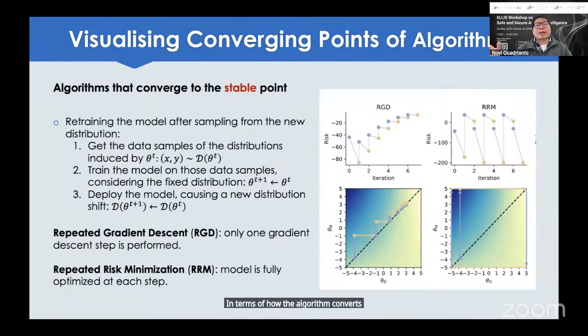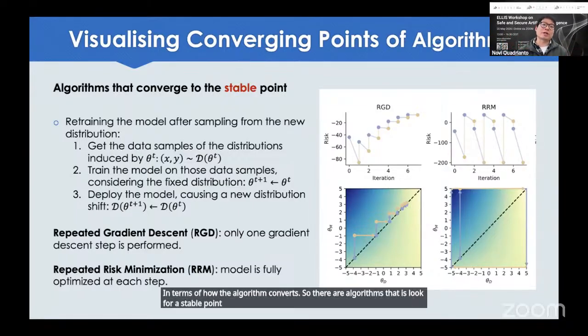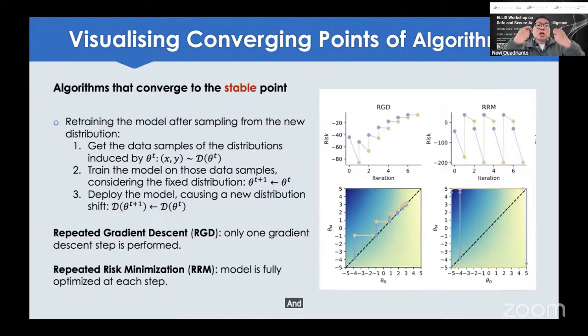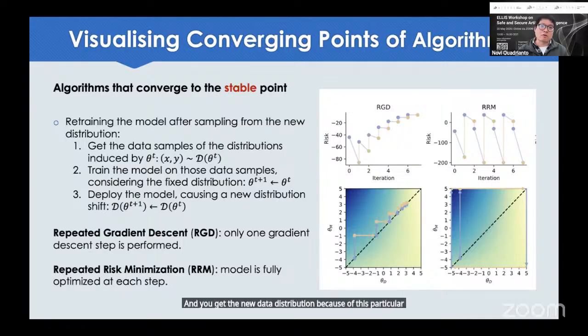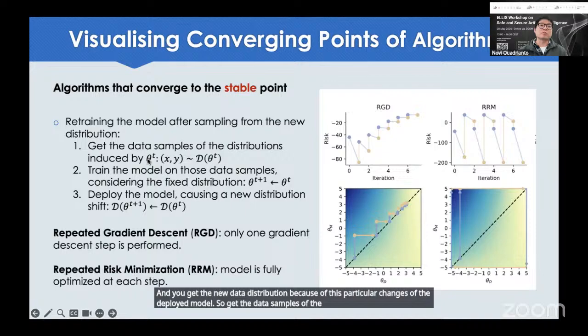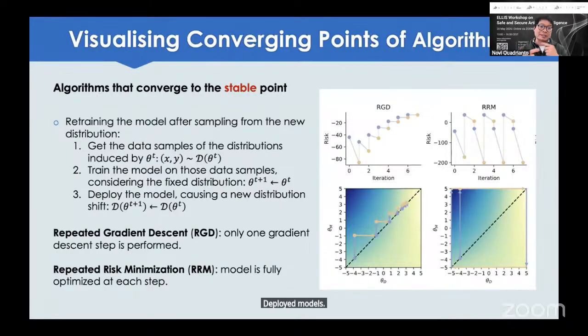So there are algorithms that look for a stable point. The algorithm that looks for stable points is as simple as: you have the model, you deploy it, and you get the new data distribution because of the changes from the deployed model. So get the data samples of the distribution induced by theta t, train the model, and then deploy the model, and get the new data distribution from this deployed model. This is the standard retraining.